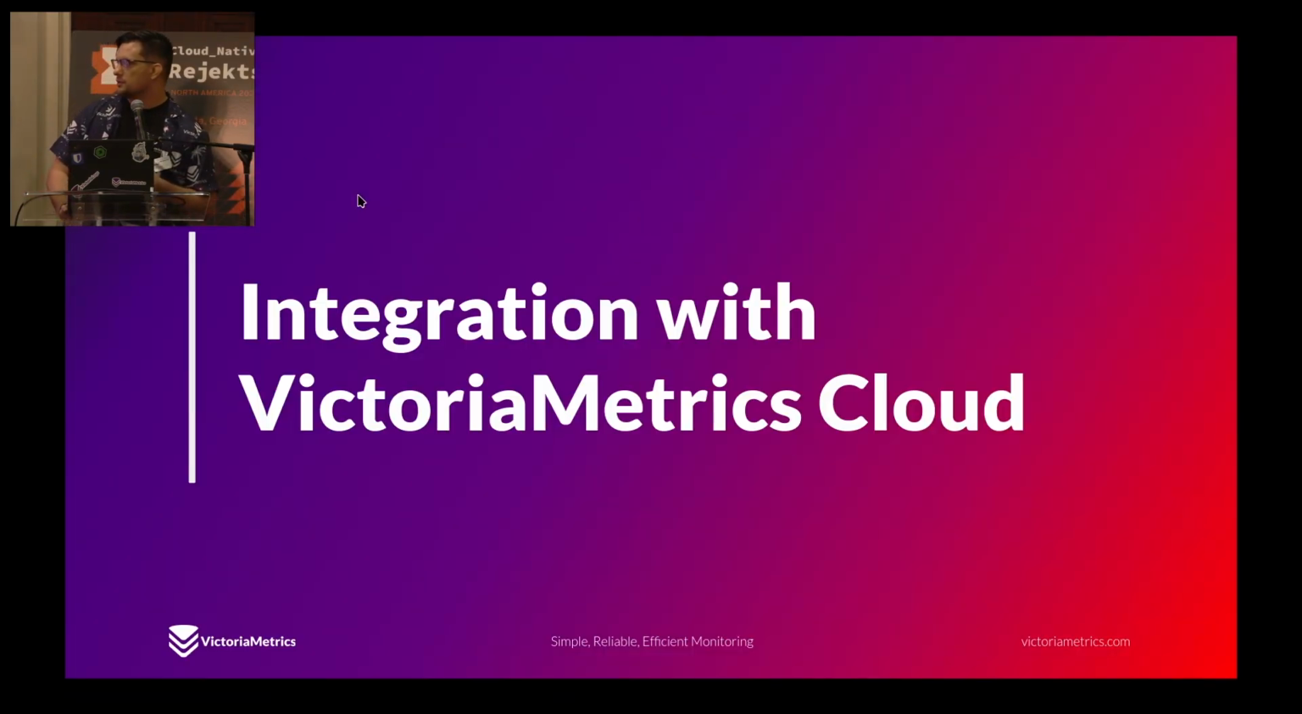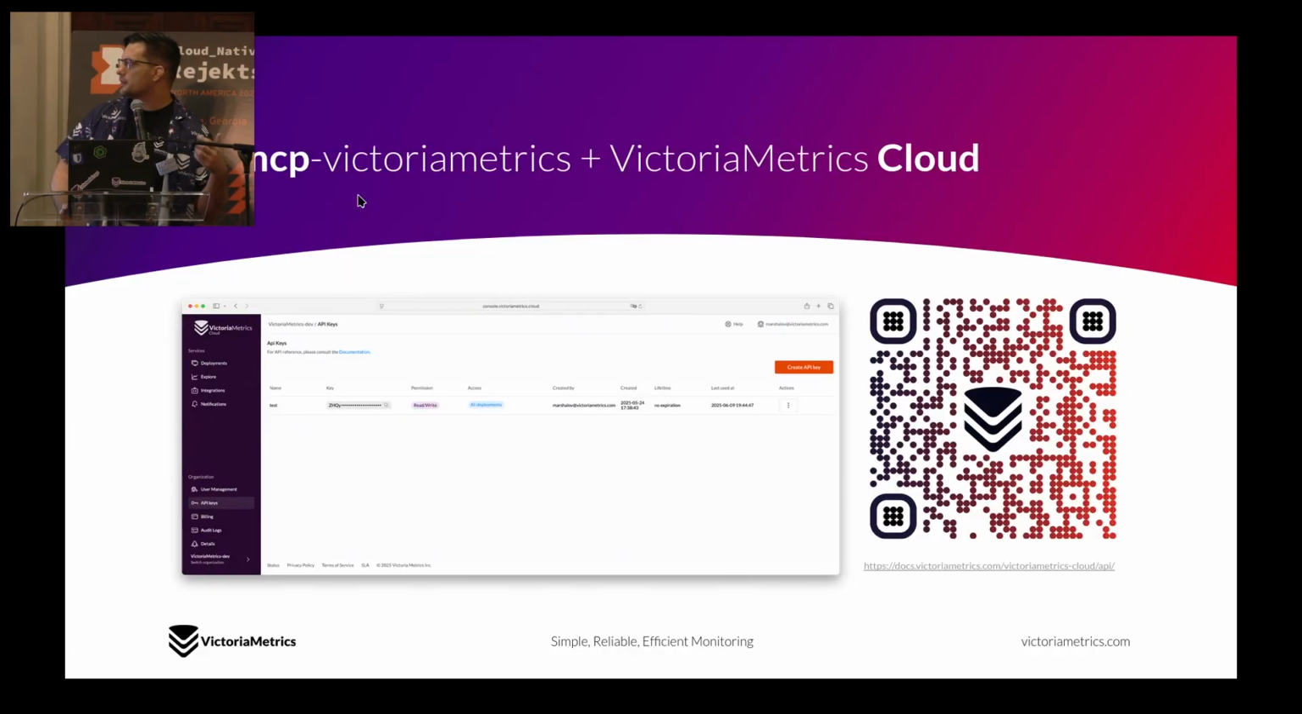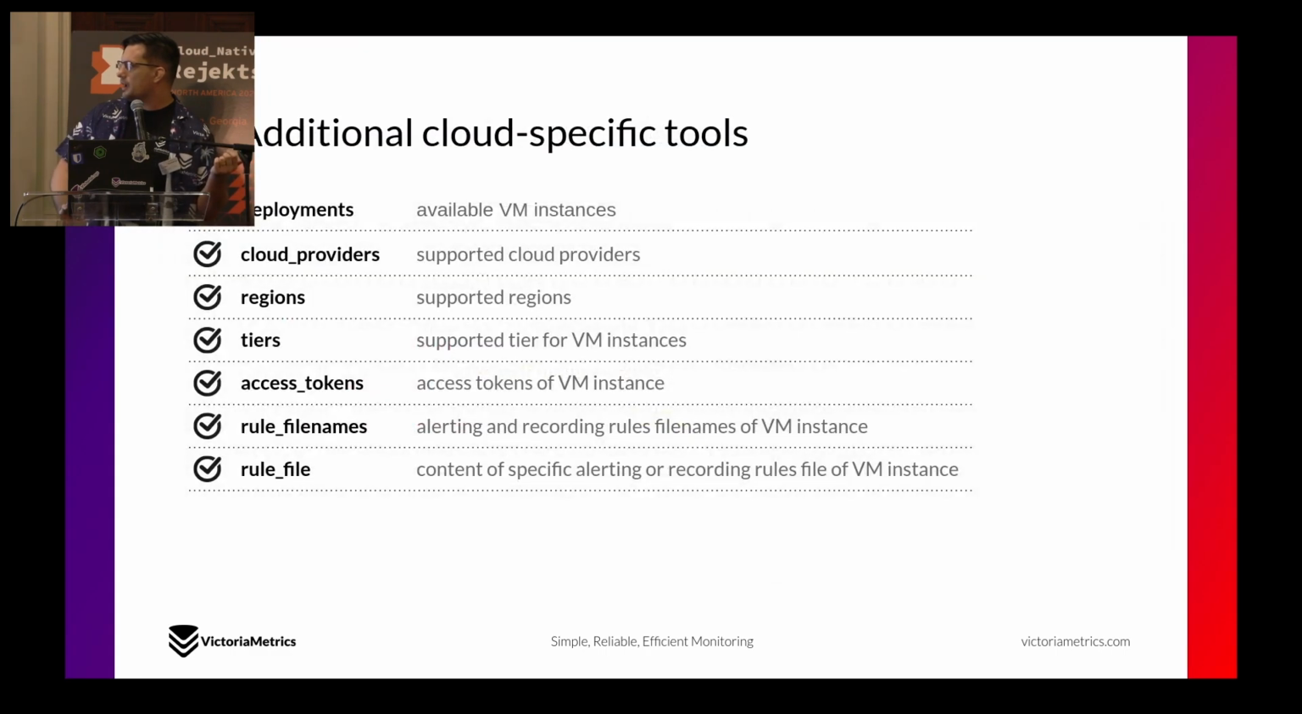Another nice thing too is if you're using Victoria Metrics Cloud, the MCP server also works with Victoria Metrics Cloud, and all those same tools will be available to you. Along with the tools that you would get for Victoria Metrics, you would also be able to get information about the Victoria Metrics Cloud deployment. So what alert rules did you upload to the cloud, what deployments you have, and what providers and regions you are running it in.